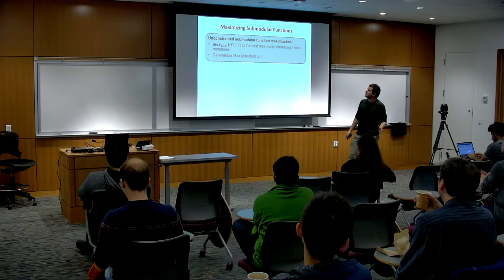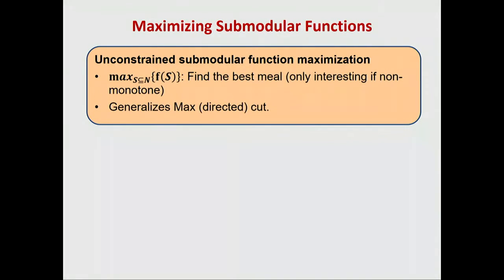So what is maximization? Here is a problem: just find the best meal. I give you a set of dishes, find the best meal that you can have. This is interesting only in the non-monotone case, because otherwise you just add everything, right? But in the non-monotone case, this is interesting. And this generalizes, for example, the combinatorial problem of max cut or even max directed cut.